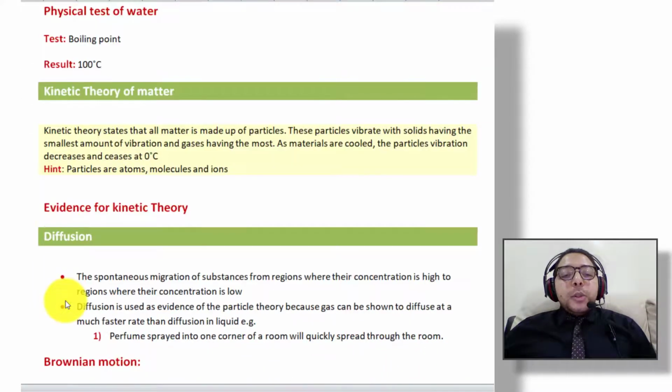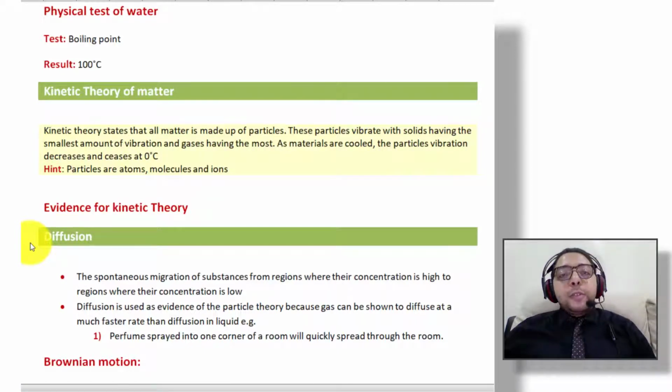Evidence for kinetic theory: we have diffusion. Diffusion can be considered the first evidence for kinetic theory, and I'm going to give you an example to understand diffusion in a better way. I want you to think about perfume. When we use perfume in one room, another person can smell it in another room, right? Not only that, but also air freshener. When we use an air freshener in one room, the fragrance spreads across the other rooms. So this shows that the particles have diffused.